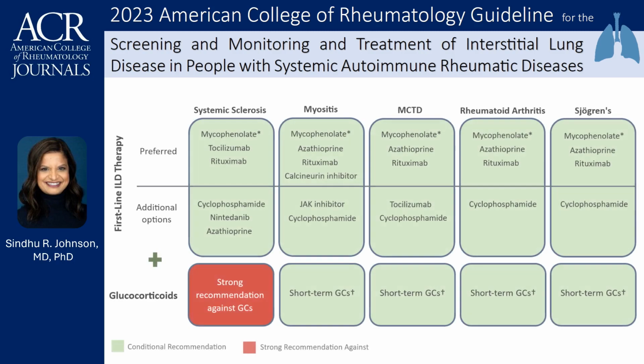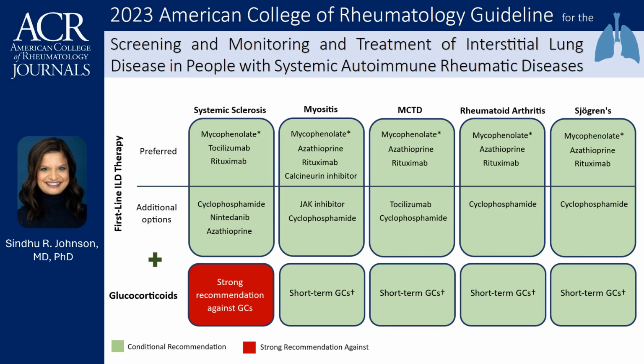Recommendations for first line ILD therapy are presented by disease: sclerosis, myositis, MCTD, RA, and Sjogren's. In the process of developing these guidelines, the voting panel had to comparatively evaluate two treatments at a time, one versus another. And so the consequence of that is that we have a hierarchy of treatments that one could consider. The way to think about this is the principle of transitivity. If you know that A is greater than B and that B is greater than C, you can infer that A is greater than C.